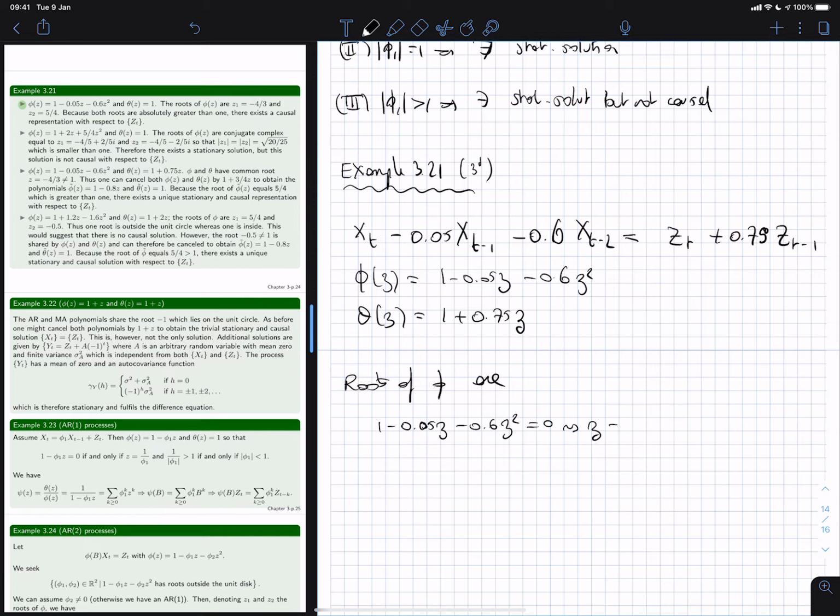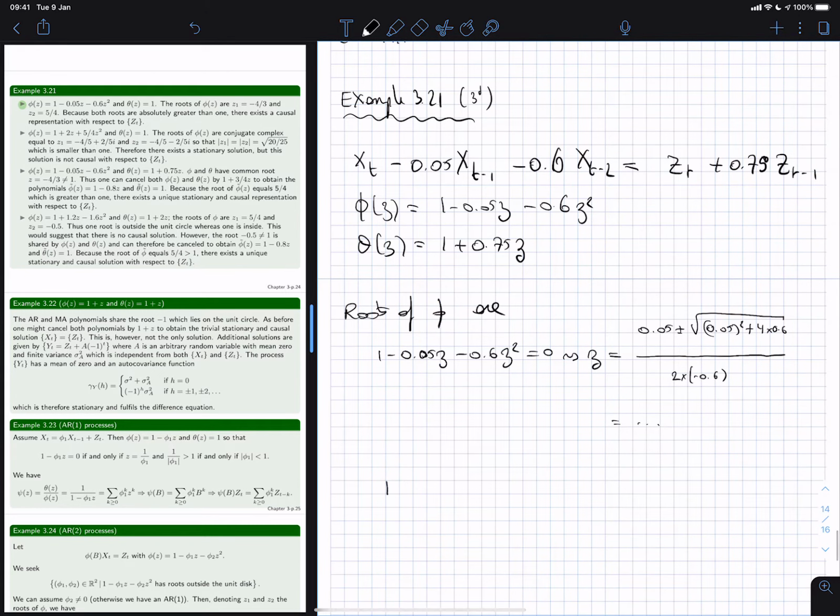So if we do this, then z is equal to minus b plus or minus the square root of b squared minus 4ac, over 2a. And then we compute. Okay with that? Yes, that's okay. Then the other one is even easier. Okay.